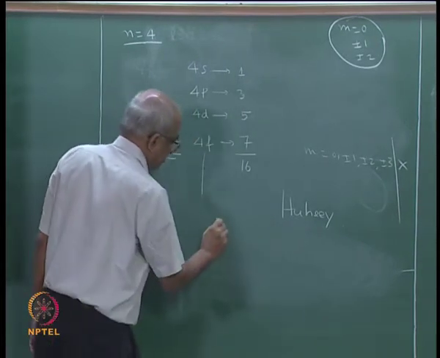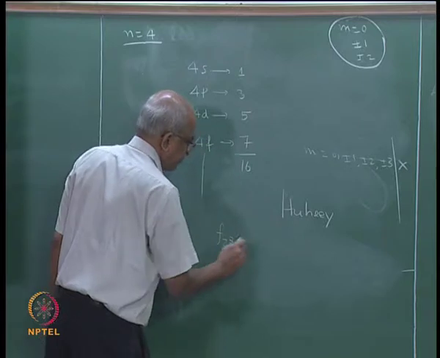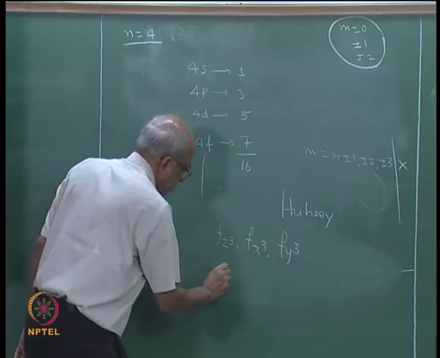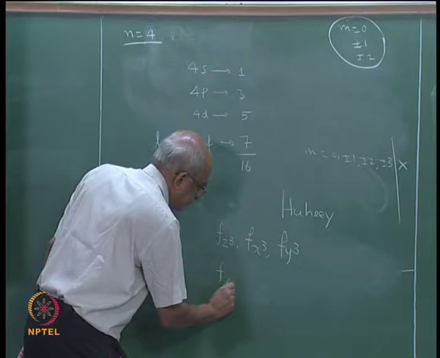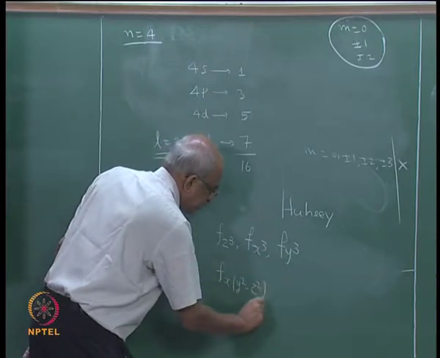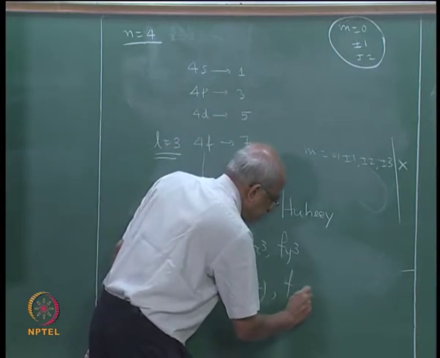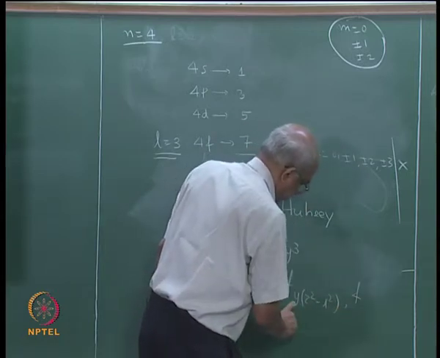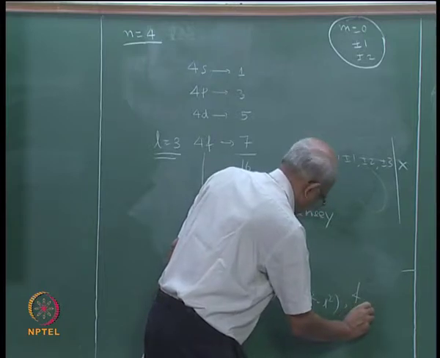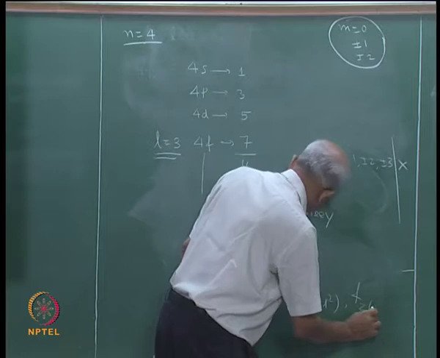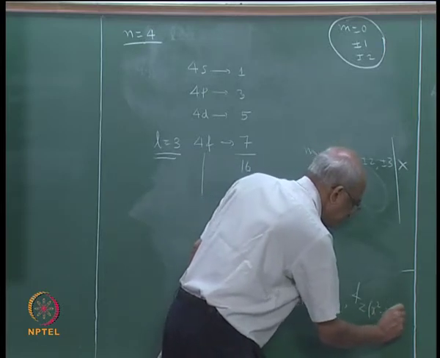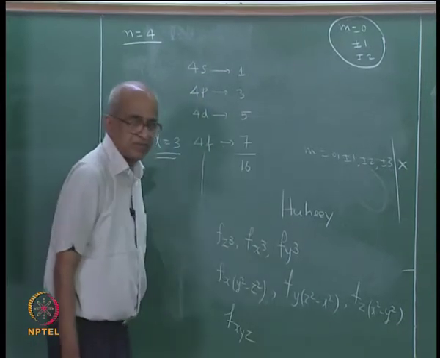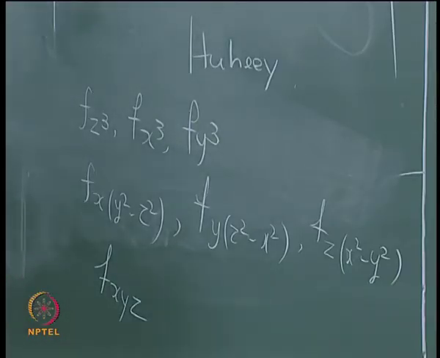The cubic set consists of these 7 orbitals, which I will list first and then show you their shapes. They are written as fz cube, fx cube, fy cube. Then the next orbitals are fx(y square minus z square), fy(z square minus x square), and fz(x square minus y square), 3 of them, and then finally fxyz. So, these are the 7 orbitals that I will show to you.